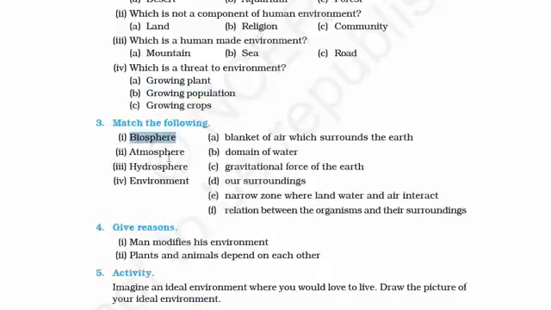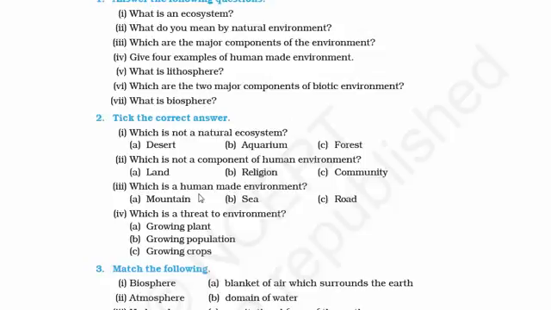Match the following. Biosphere, narrow zone where land, water and air interacts. So what is biosphere? A narrow zone where land, water and air interact. Atmosphere, blanket of air which surrounds the earth. Hydrosphere, domain of water. Environment, relation between the organism and their surroundings. With this, we have come to an end of the first chapter.